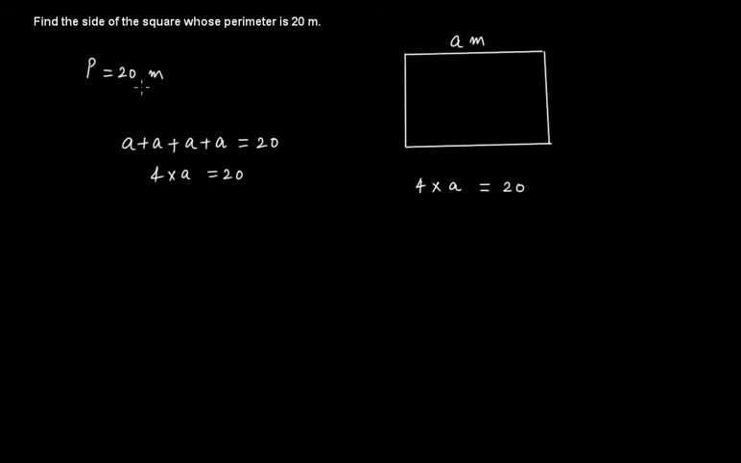Of course, if I divide it by 4, so 20 divided by 4, and if you solve it, 4 times 5 is 20. So the answer is 5. That is 5 meter is the side of this square, and you can cross check it. 4 times 5 will be what? 20 meter.